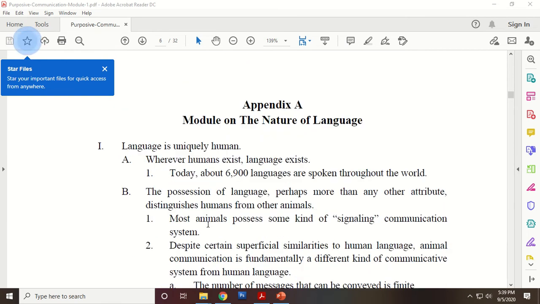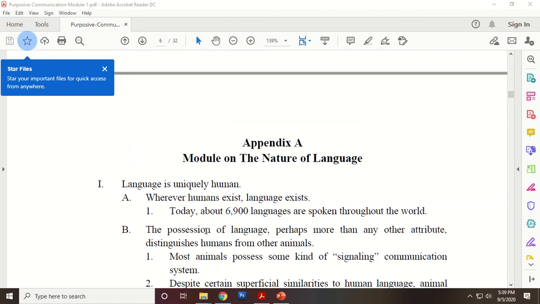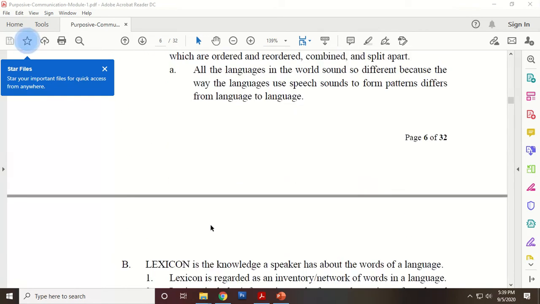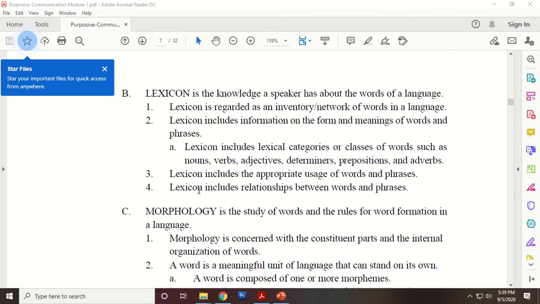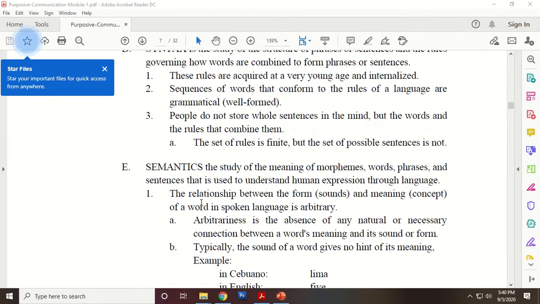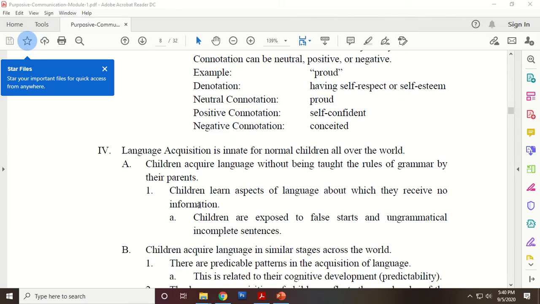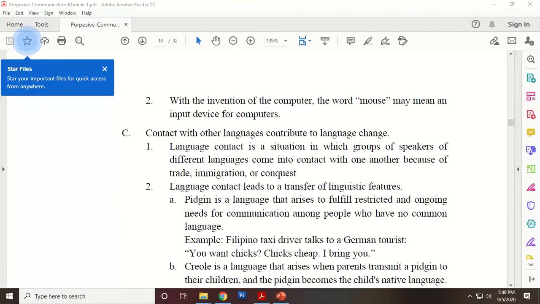So that's it. Next, Appendix A, the module on the nature of language. In this case, class, you will just read this, you don't need to answer it. We have here the definition of a lexicon, morphology, syntax, semantics, denotation, connotation, and so on. You don't need to answer that.